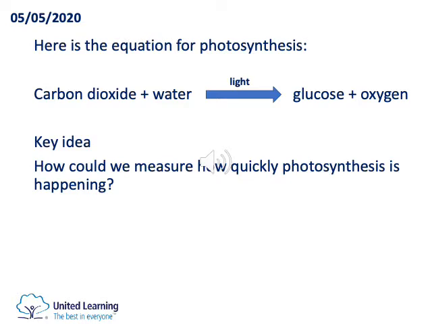So here is the equation for photosynthesis. Carbon dioxide reacts with water in the chloroplast of cells. Using light energy, it converts into glucose and oxygen.